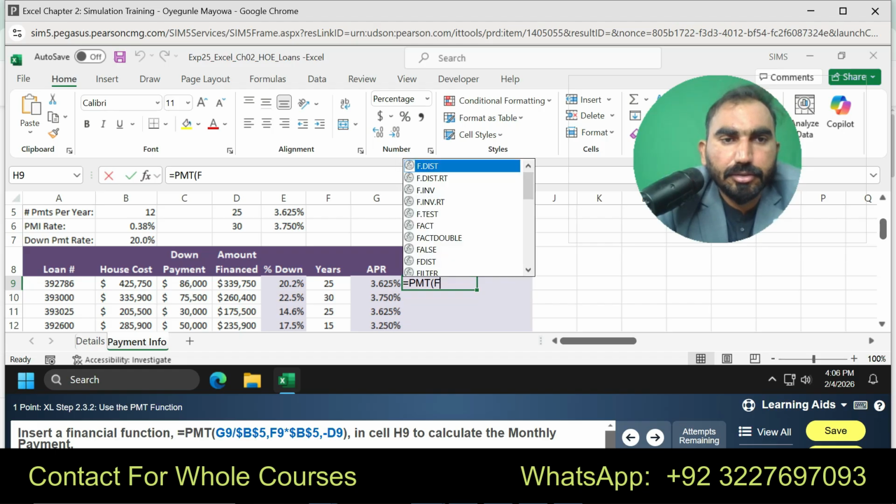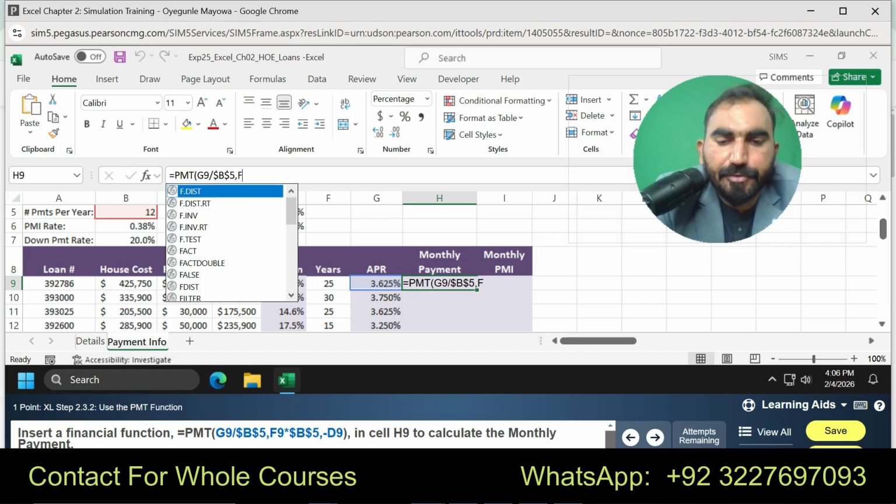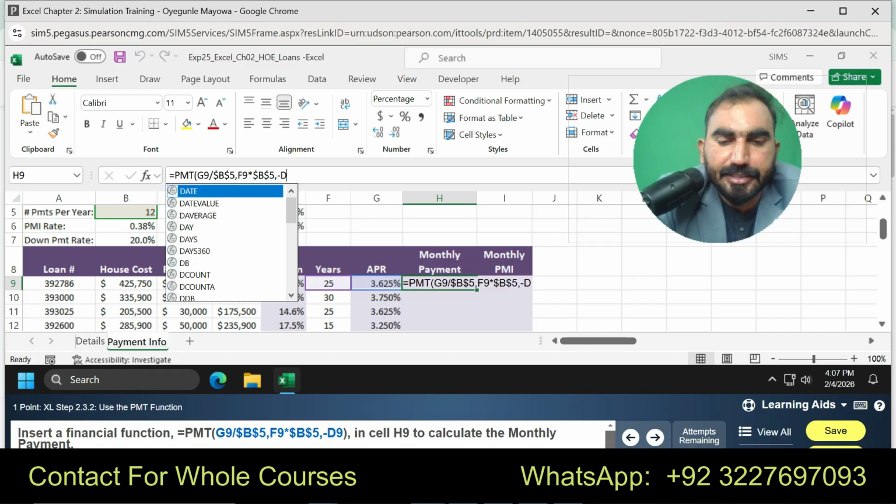G9 divided by B5, and apply absolute cell reference to B5, then comma, F9 multiply by B5, then comma minus D9.